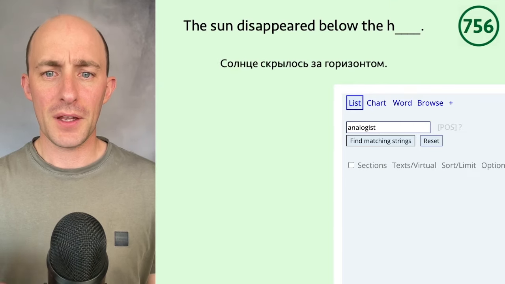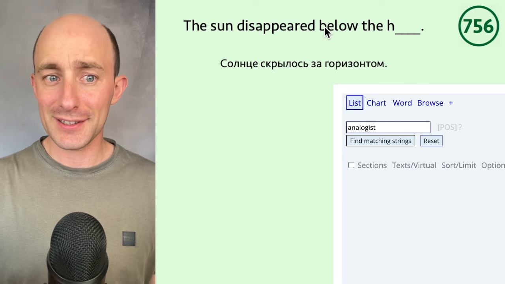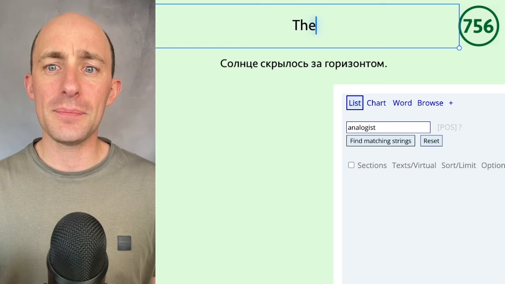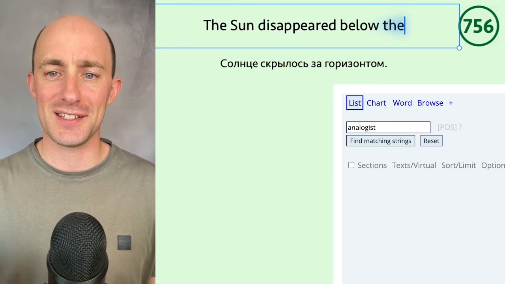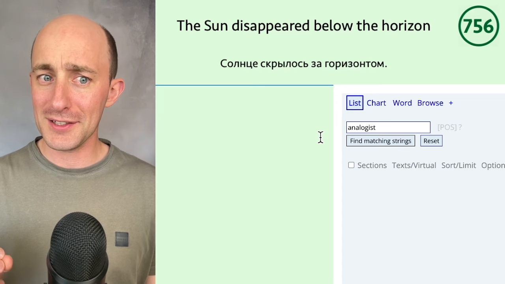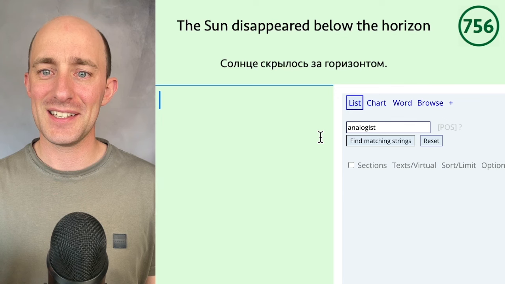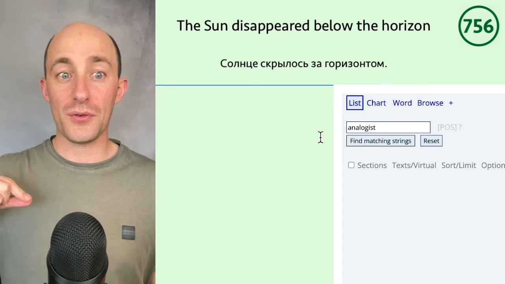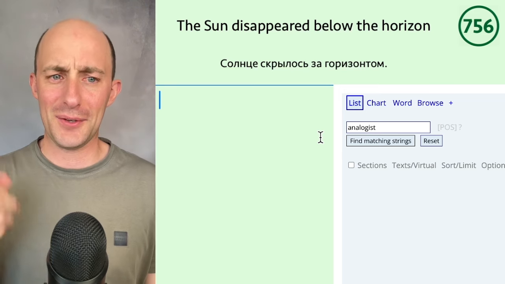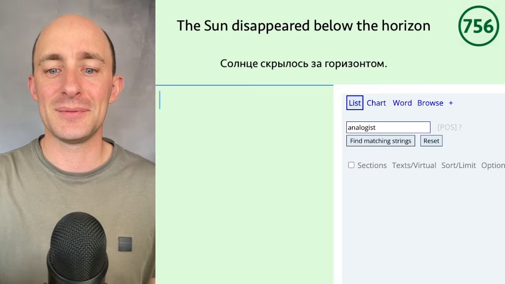The sun disappeared below the horizon. If you say gorizont, people might understand you, but the correct word is horizon. Horizon. So the sun rises from the horizon. Maybe that can help you to remember the pronunciation. It rises from the horizon.